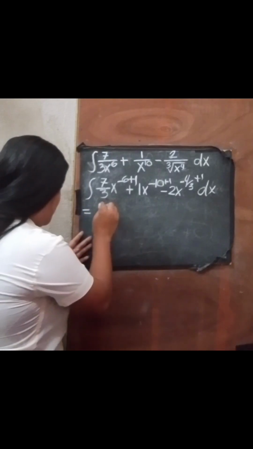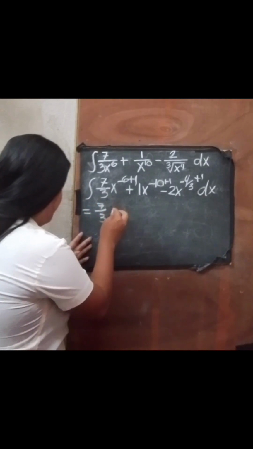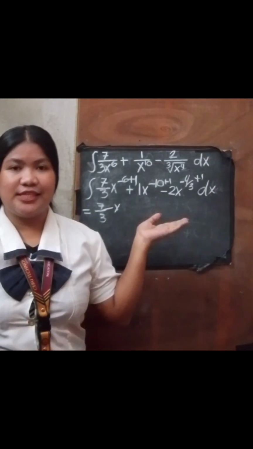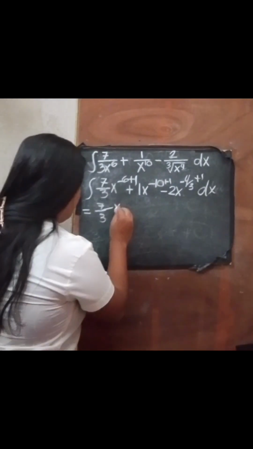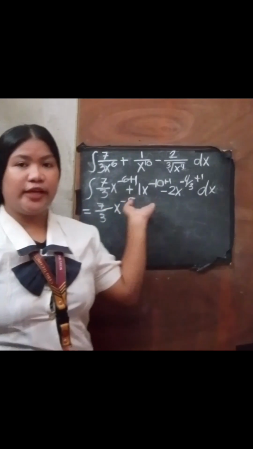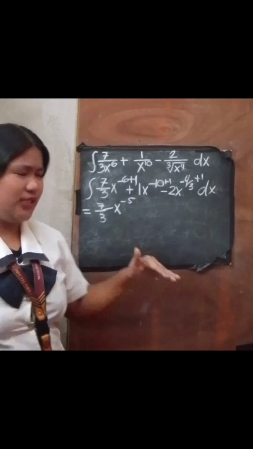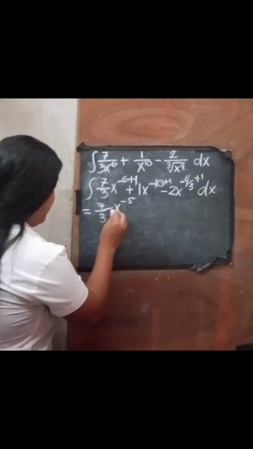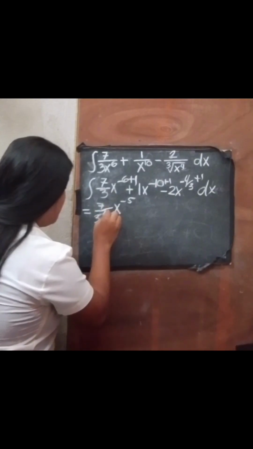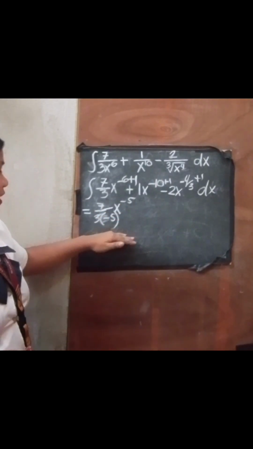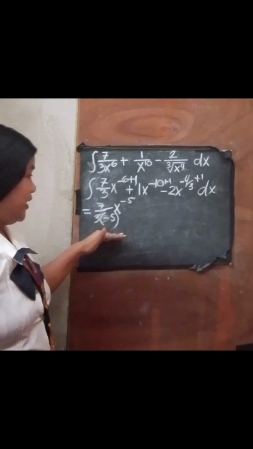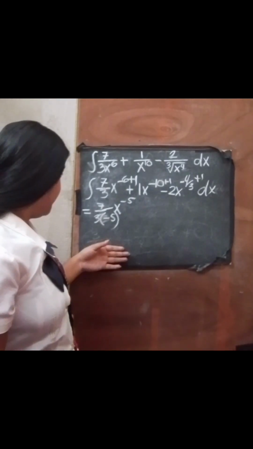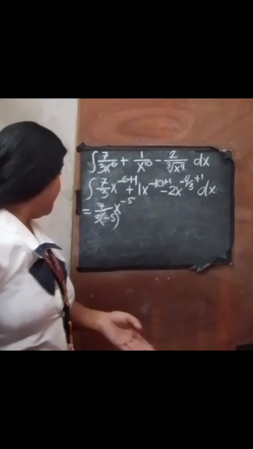So now, 7 over 3 x, negative 6 plus 1 is negative 5. Then whatever is in the exponent, we put in the denominator. Since the 7 over 3 is already a fraction with a denominator, we multiply by 3. So it becomes 3 times negative 5, okay.